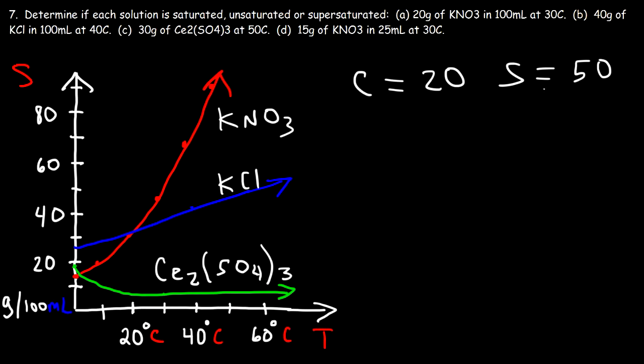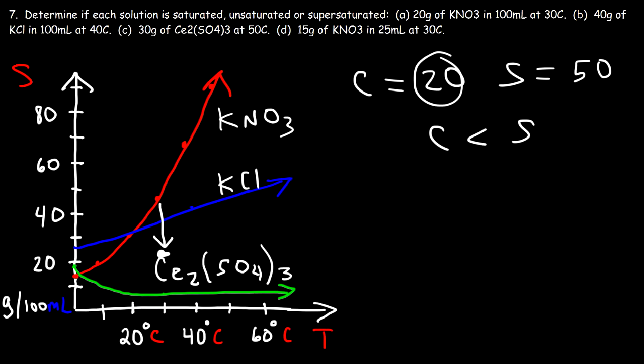Now another way you can look at it is you can look at 20 relative to the red line. So at 30, 20 is over here. Notice that it's below the red line. So that tells you that we have an unsaturated solution. And also, C is less than S.